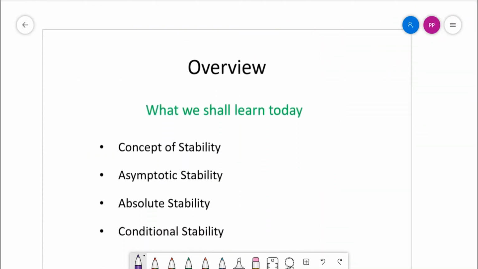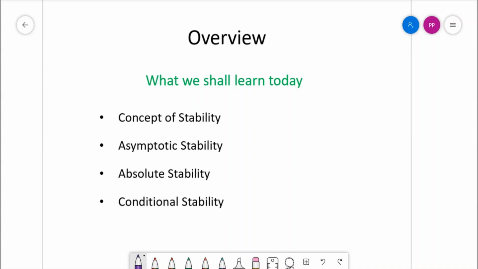The points we will discuss today are the concept of stability, asymptotic stability, absolute stability, conditional stability, and some related concepts. So when we speak about the stability of a system, we should know that stability in a system implies that changes in system inputs or initial conditions or system parameters do not result in large or big changes in the system outputs. So let me write this statement for you.